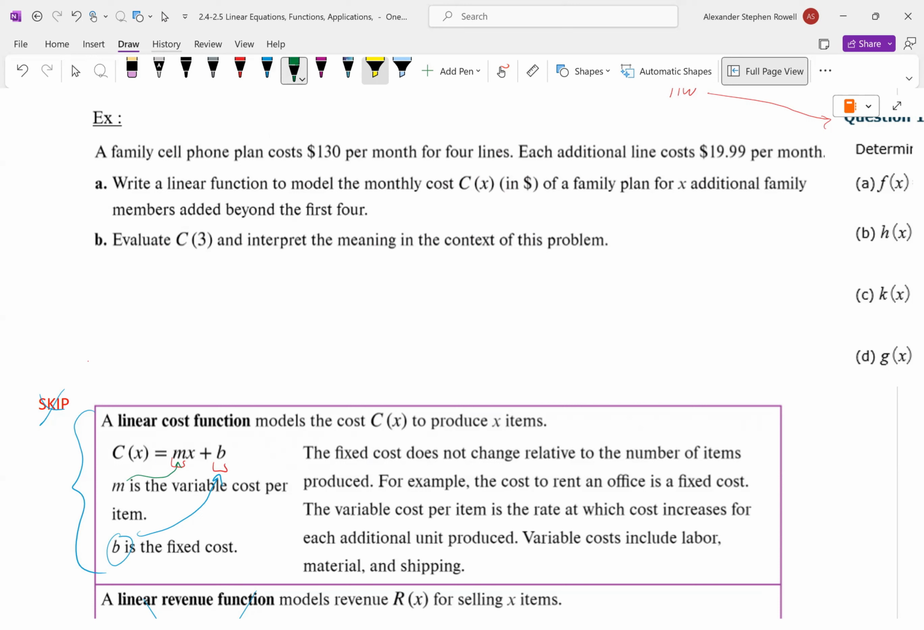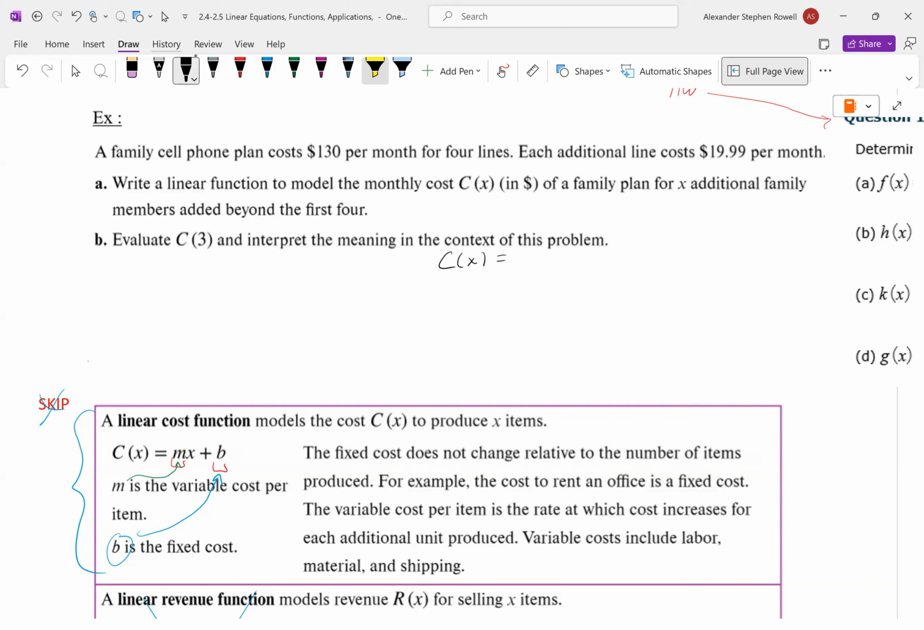A family cell phone plan costs $130 per month for 4 lines. Each additional line costs $19.99 per month. Write a cost function to model this. So which one is our fixed cost? No, that's our variable cost. So the $130 is the cost per month no matter what. Okay, and so you pay $19.99 more per additional line.